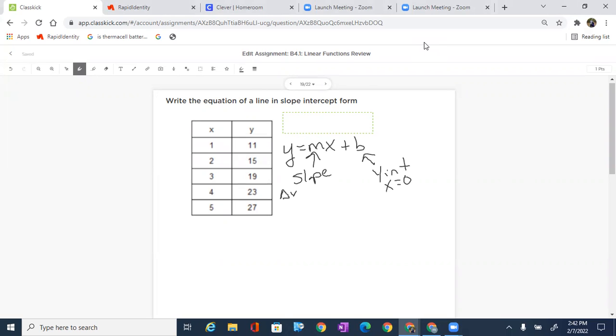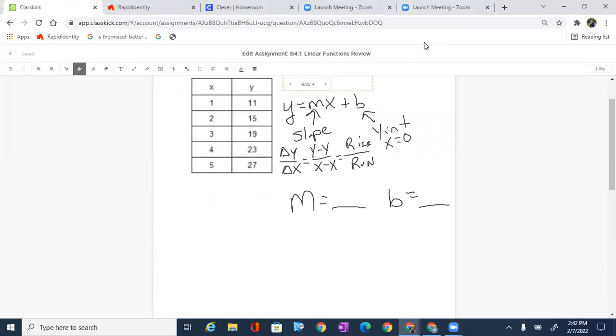We can say the change in y over the change in x, and that is also y minus y over x minus x. We also like to use the words rise over run. You've probably heard that before. So let's go ahead and find the slope first. The first thing I'm going to write down are the two things I need to write this y equals mx plus b line, m and then b. Those are the two important parts, and then we'll find our slope.